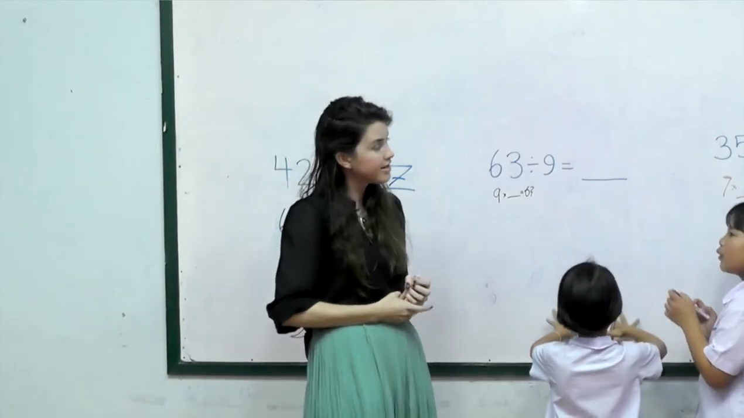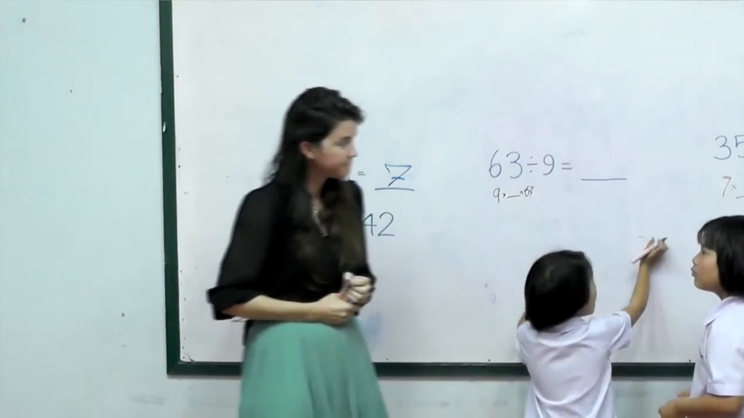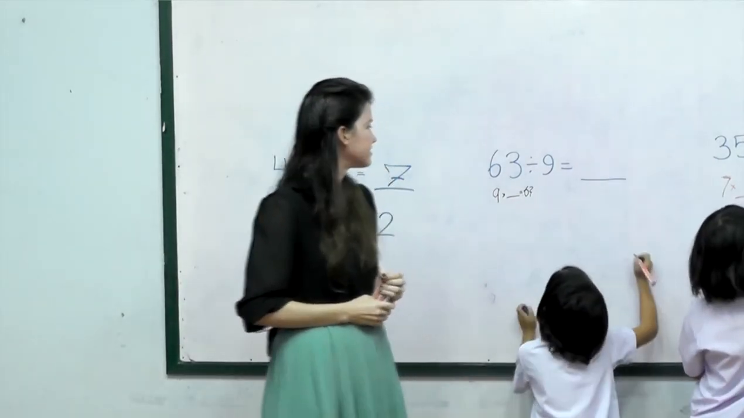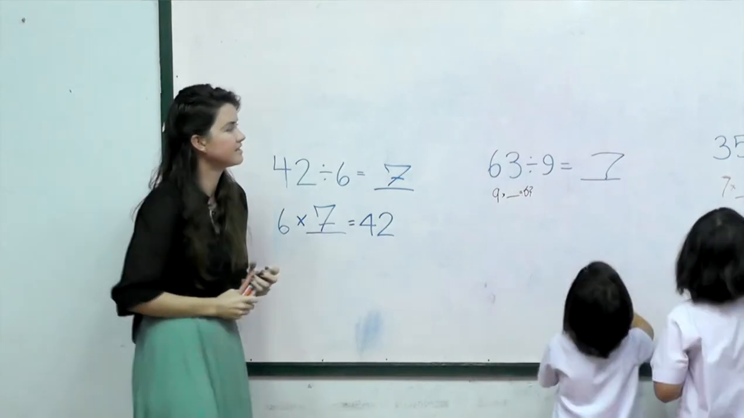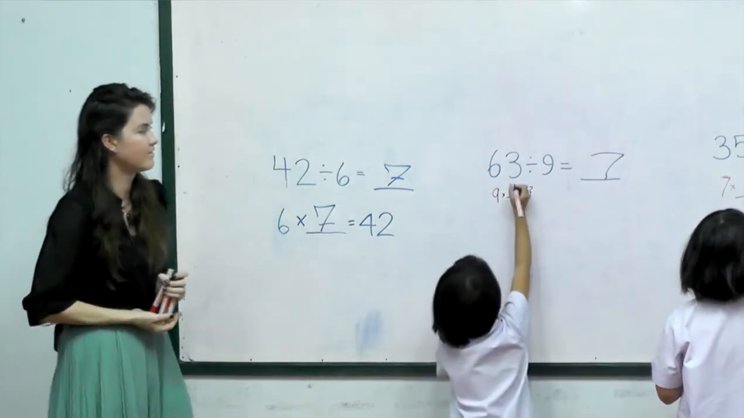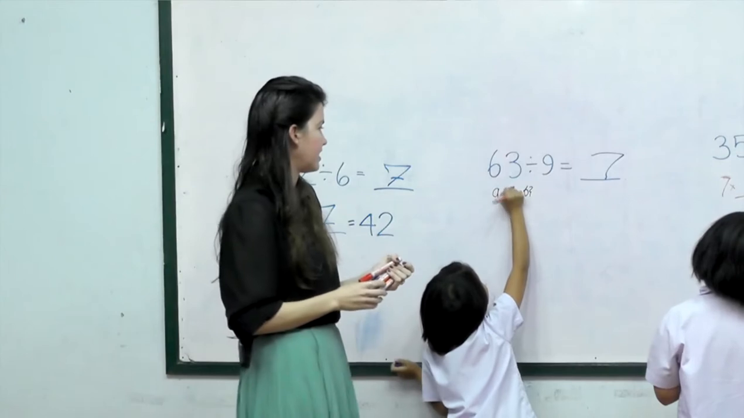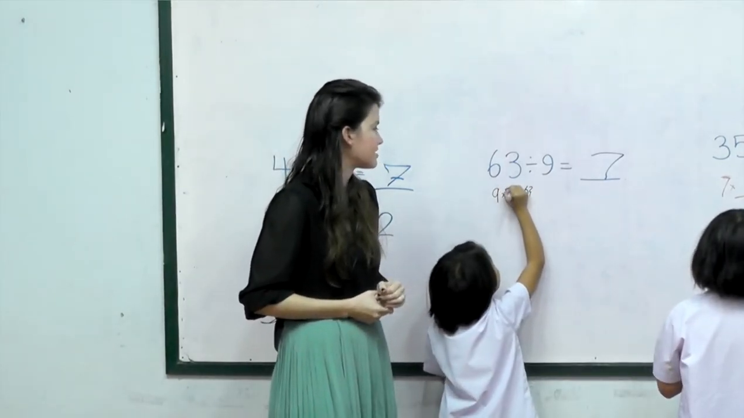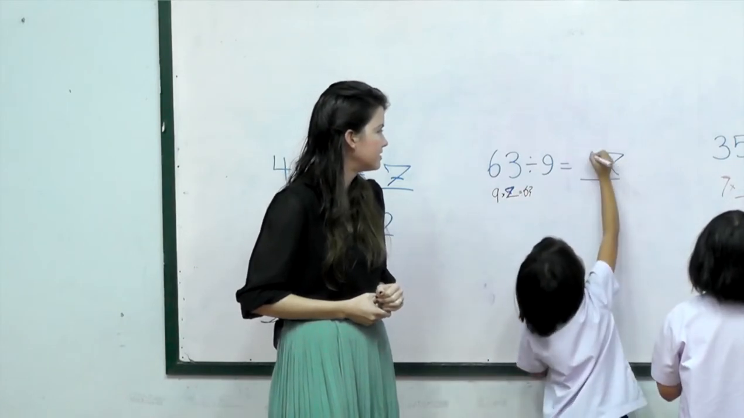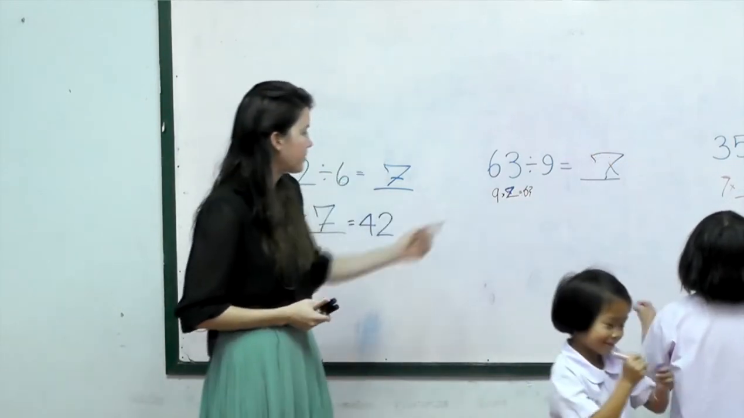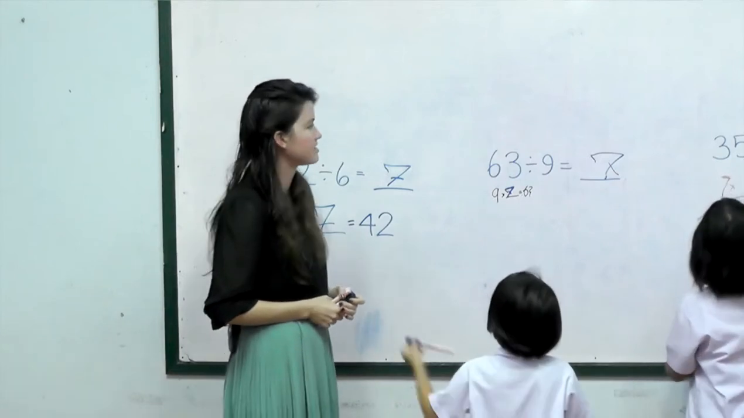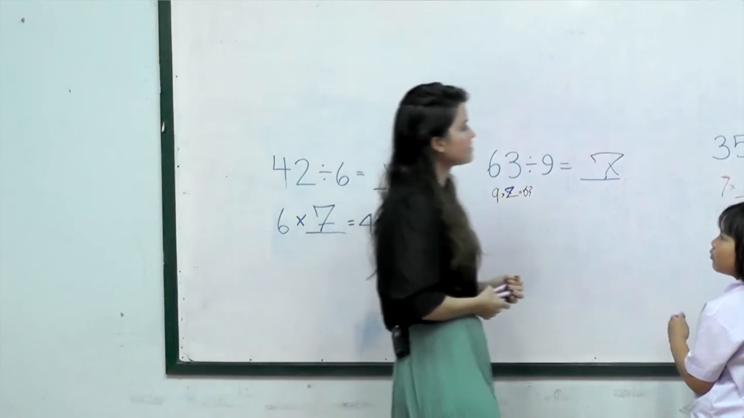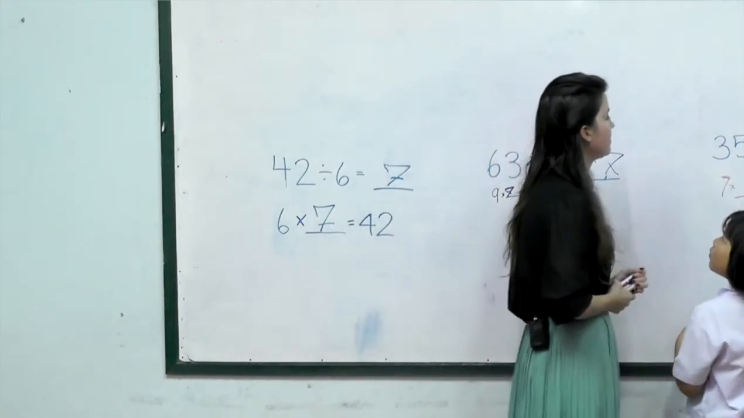What's our missing number over there? 7? Are you sure? Double check. Seven times what gives us 35? Okay, Pearl, what's our missing number over here? 7. 2 sevens. Nope. That's cool. It's going to end in 5.